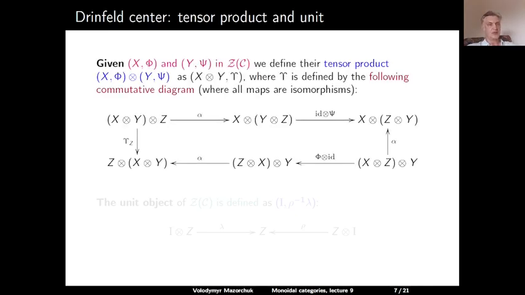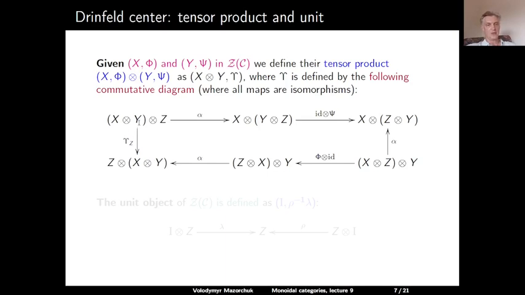Given two objects, x, phi and y, psi in the Drinfeld center, we define their tensor product, x, phi tensor y, psi, as the object x tensor y, epsilon, where epsilon is a morphism defined using the following commutative diagram. So this is a hexagonal diagram, and in this diagram all maps are isomorphisms, so we can invert them if necessary in order to uniquely define epsilon. So if we have x tensor y and then tensor with z, we define epsilon z, it should go to z tensor x tensor y.